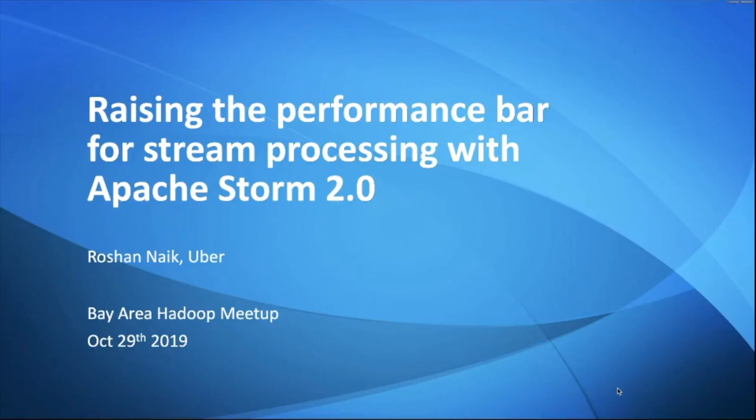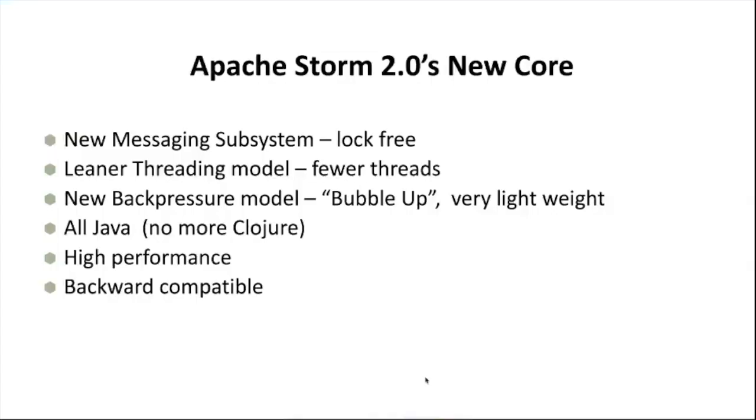Okay, so in this talk I'm going to mostly focus on the new architecture as well as the performance of it. I think there's a talk later on by Kishore. I think he's got coverage for some of the other stuff that's gone into Storm 2.0. So what's new in the core, in this new core?